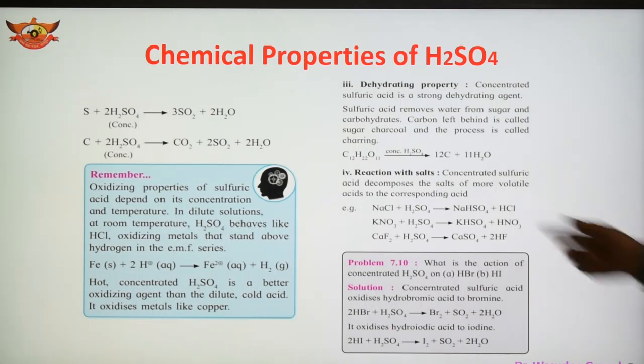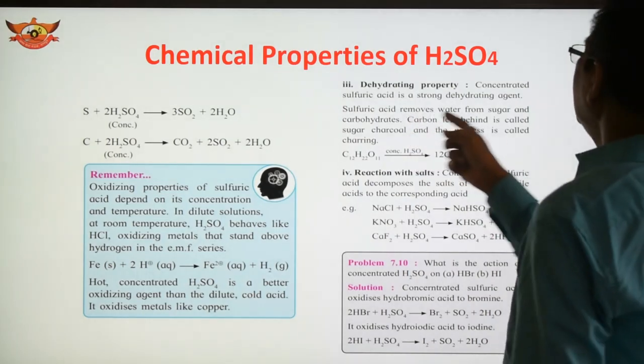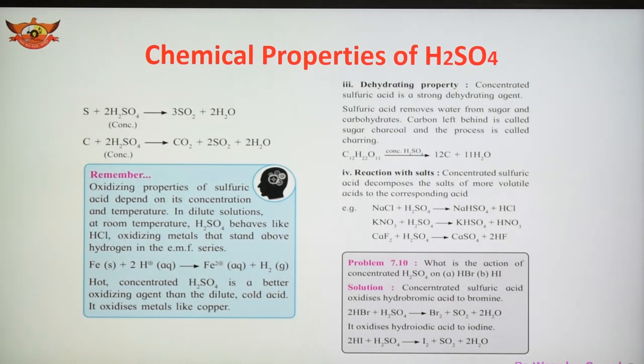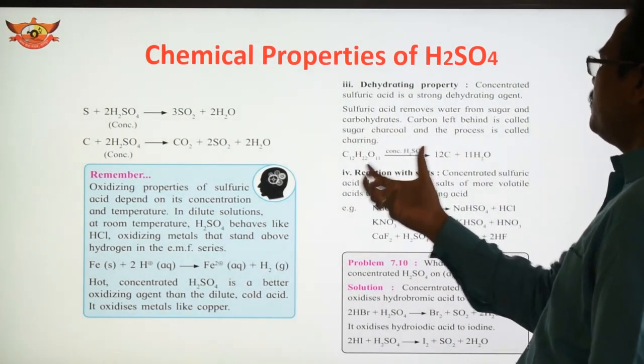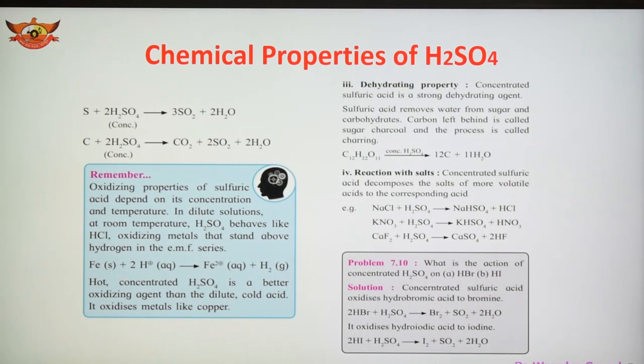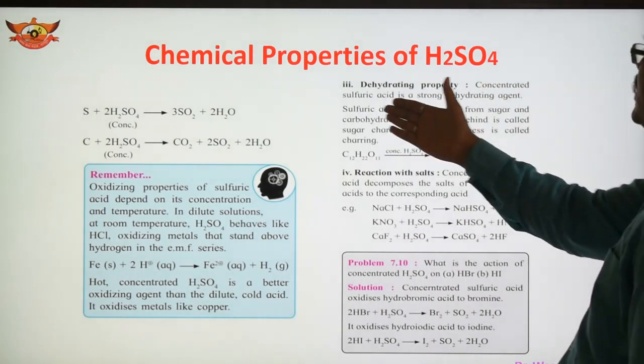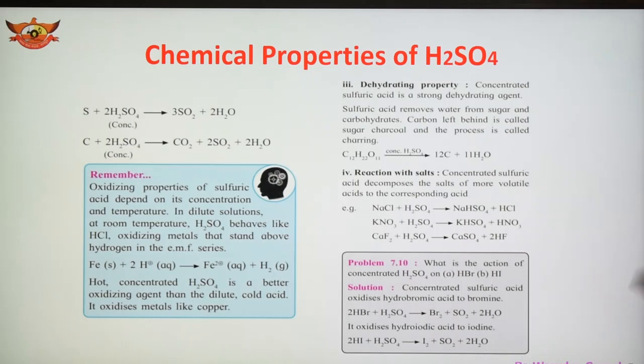That is called charring. Concentrated sulfuric acid is a dehydrating agent, and it removes water from sugar or carbohydrate, and the carbon left behind is called sugar charcoal. The process is known as charring. So from sugar we get charcoal-type carbon. This is the important test for the identification of carbohydrates in the laboratory. This is another reaction, the dehydrating property. Sulfuric acid removes water from sugar or carbohydrate, forming the char, and this process is known as charring.